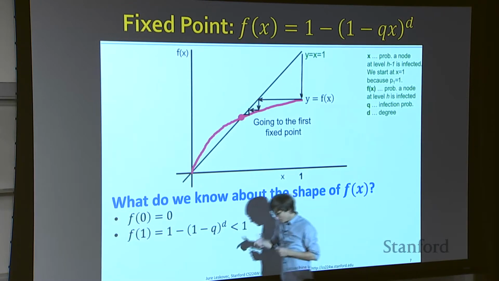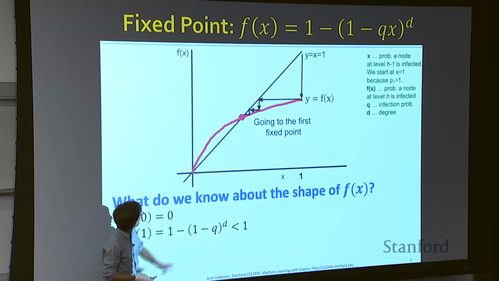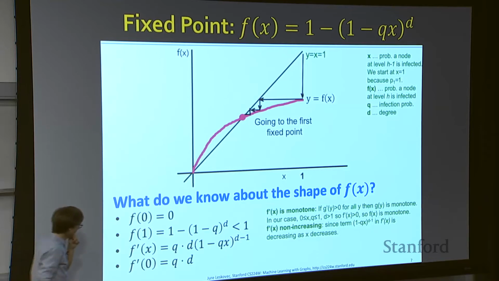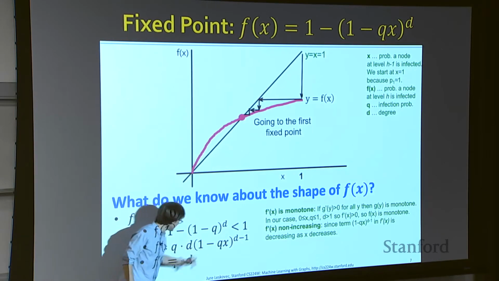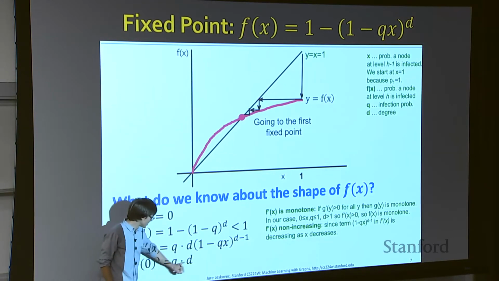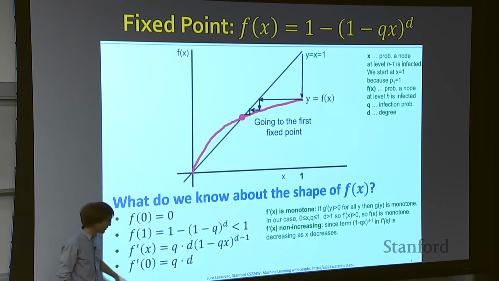Okay, so we know two things. We know the curve starts under the diagonal, and I know it ends at 0, 0. Now I have two more things. First, I compute the derivative, and here is the shape of the derivative. Then I can evaluate the derivative at 0, which is q times d, which means it is positive. So the derivative at 0 is positive.